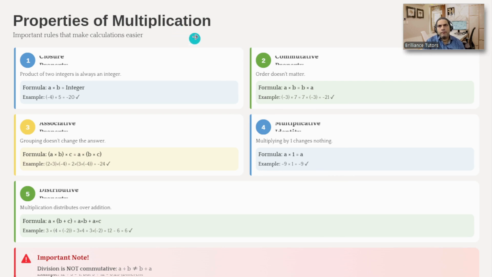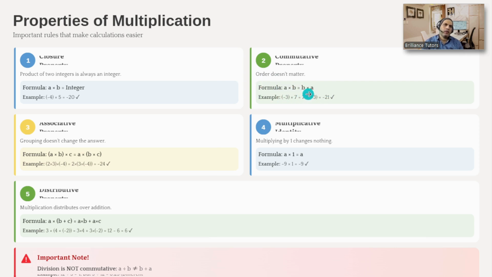Properties of multiplication: the product of two integers is always an integer. Then the commutative property: when the order is changed, the result does not change.